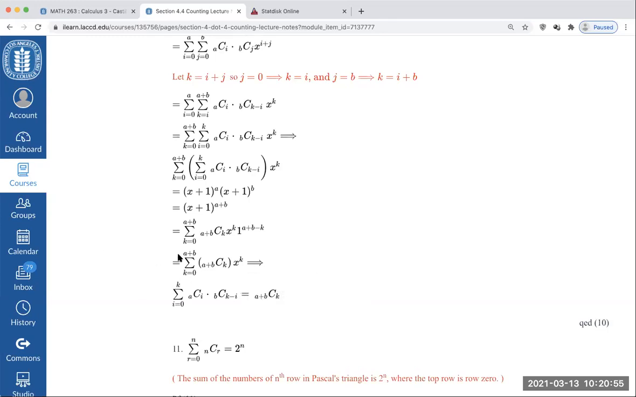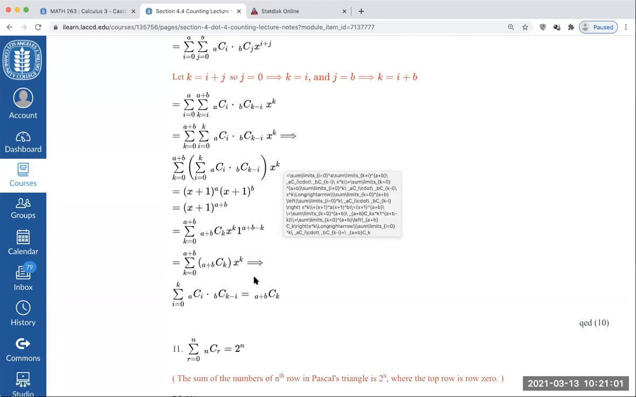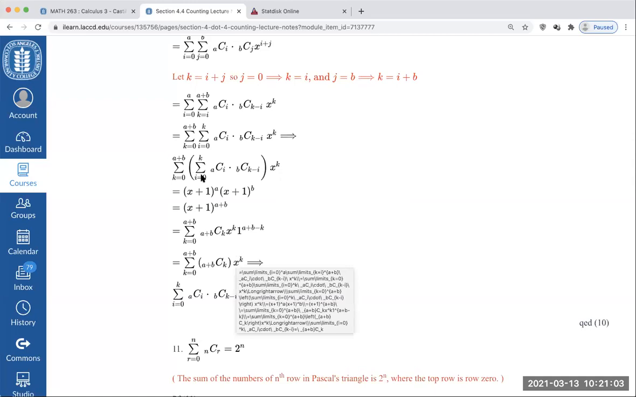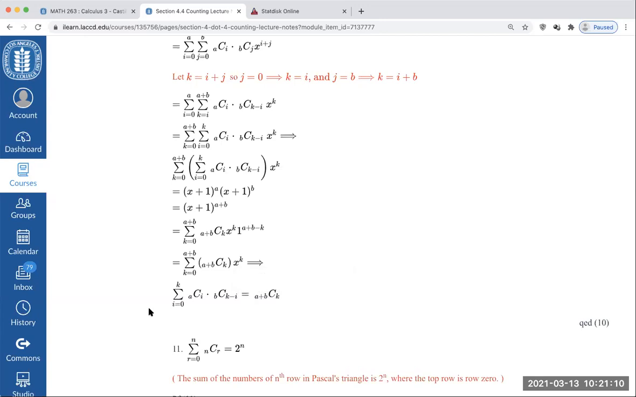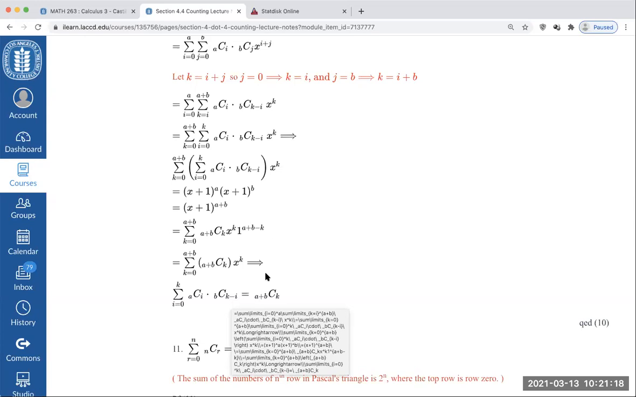Now, if you look, these both have the sum k equaling 0 to A plus B, and they each have x to the k. So what's in the parentheses must be the same. Therefore, the sum i equaling 0 to k of ACi times BC(k minus i) must equal (A plus B)Ck.